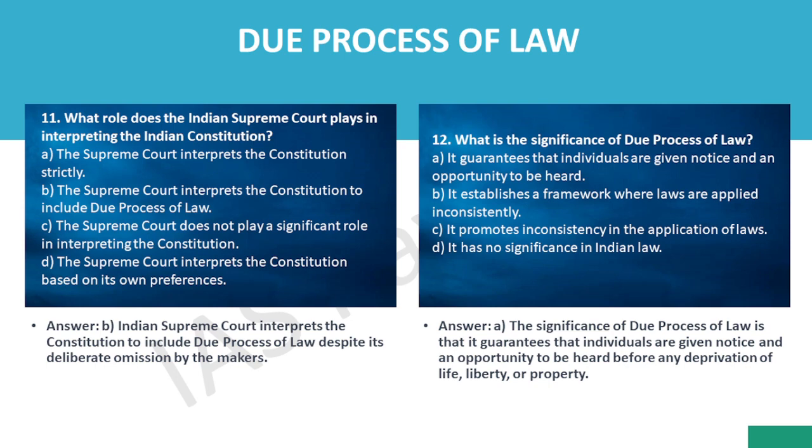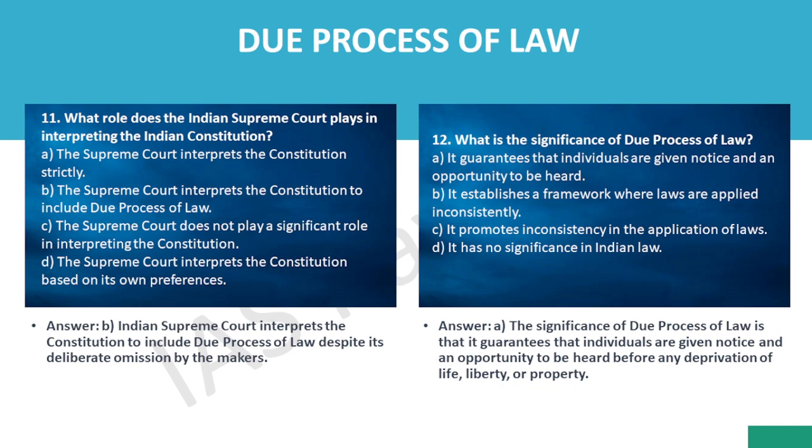11. What role does the Indian Supreme Court play in interpreting the Indian Constitution? A. The Supreme Court interprets the Constitution strictly. B. The Supreme Court interprets the Constitution to include due process of law. C. The Supreme Court does not play a significant role in interpreting the Constitution. D. The Supreme Court interprets the Constitution based on its own preferences. Answer: B. Indian Supreme Court interprets the Constitution to include due process of law despite its deliberate omission by the makers.